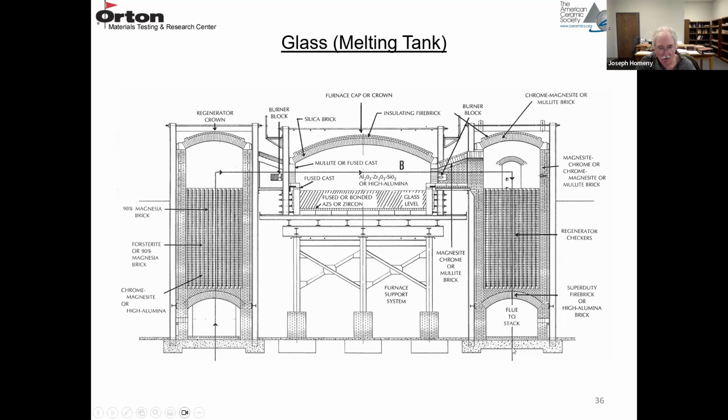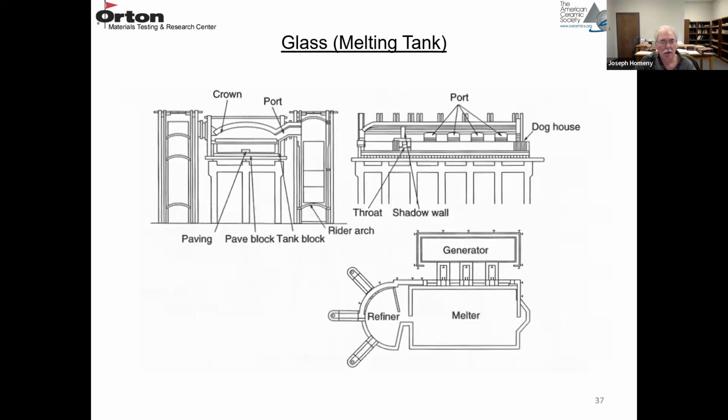So that's how a glass tank is operating. This is a simpler version. Looking down at the top, here's your melting area. Here's your refining area. Here's that throat I talked about that separates the batch that's floating on top of the melter from the refiner area.